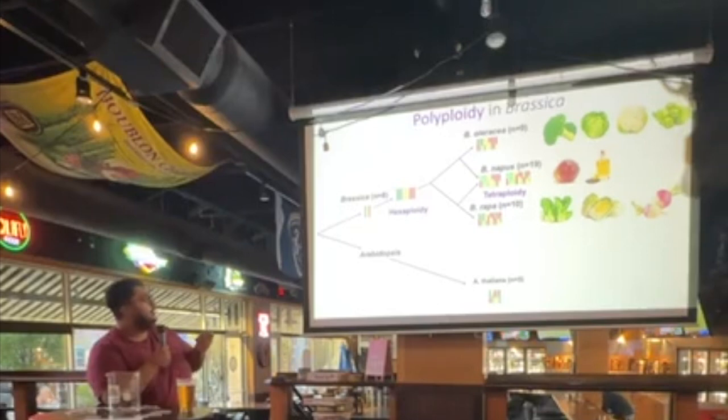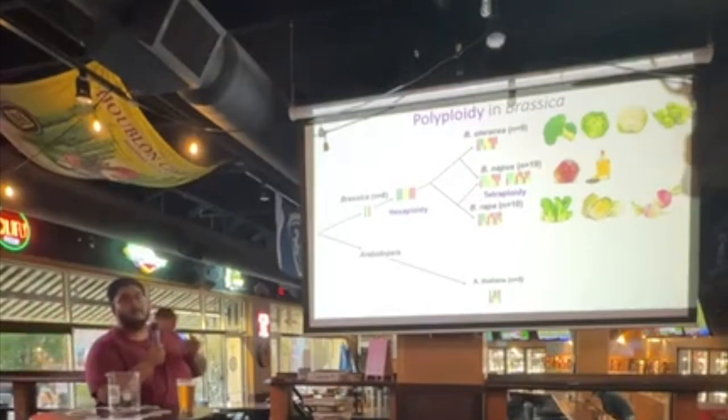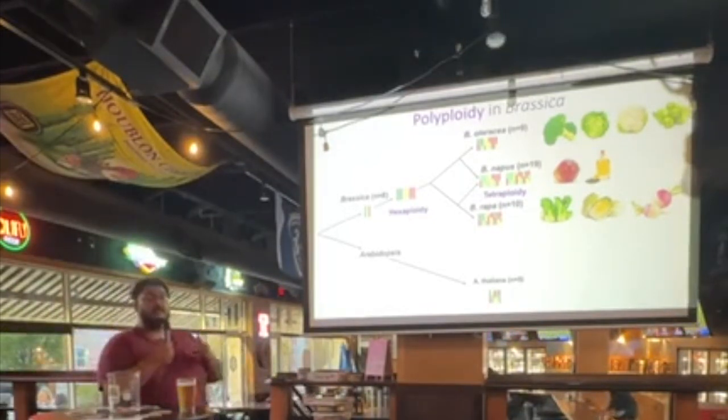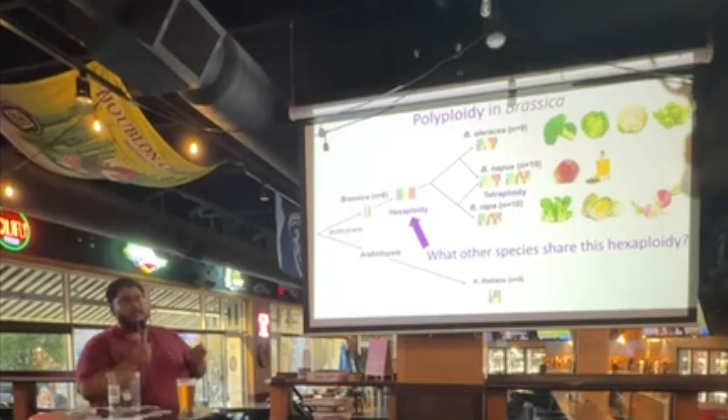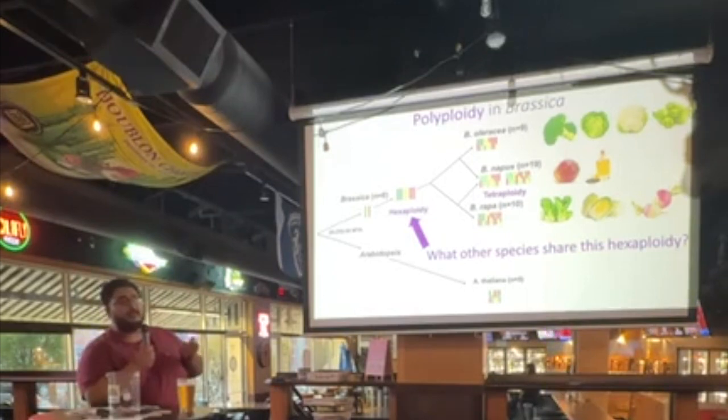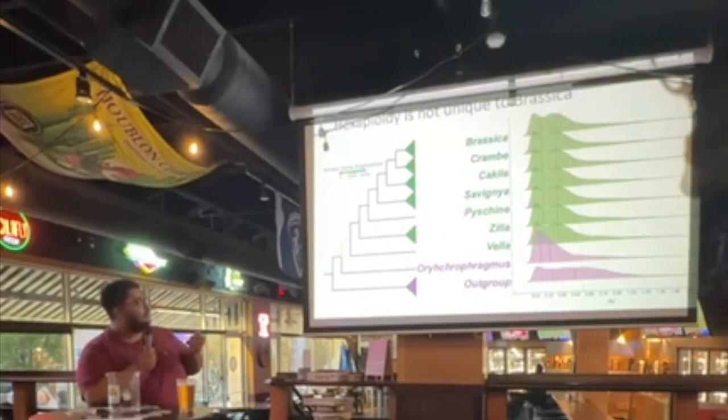And so all brassicas share this hexaploidy event, which means at one point in their evolutionary history, their genomes tripled. And then in the case of canola oil and rutabaga, they had additional polyploidy events, or this tetraploidy that we're seeing here. But from other data, we know that brassicas, these specific crops, aren't the only things that have this polyploidy event. And so my research focuses on what other species share this other polyploidy event. And so I have some data.